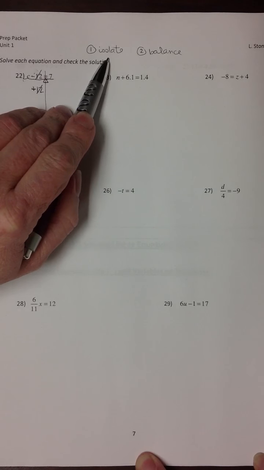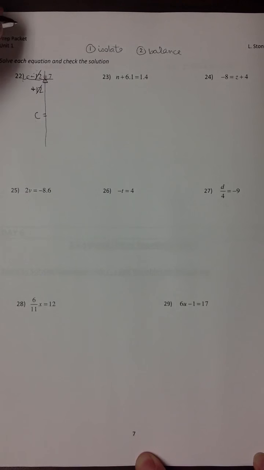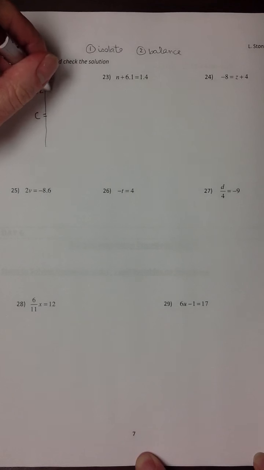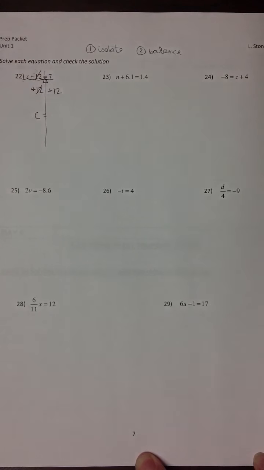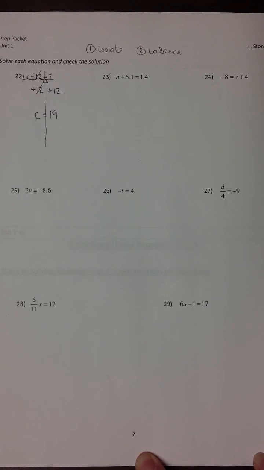We've isolated our variable. The second rule to keep in mind, though, is that you also have to keep things in balance. So thinking of that addition property of equality, if I add 12 to the left side, I also have to add 12 to the right side. And when I add 12 to 7, I get c equals 19.